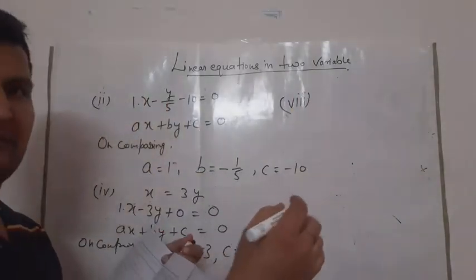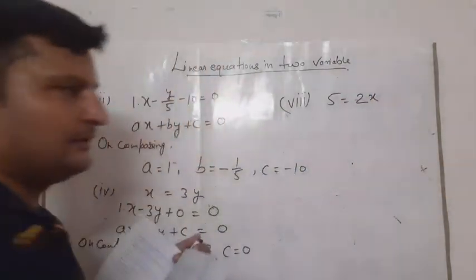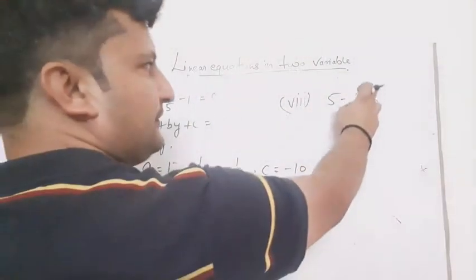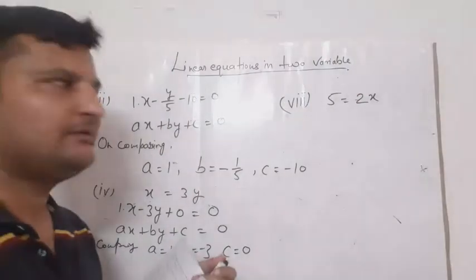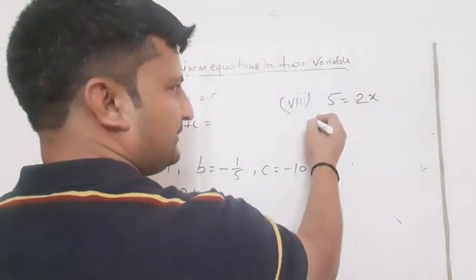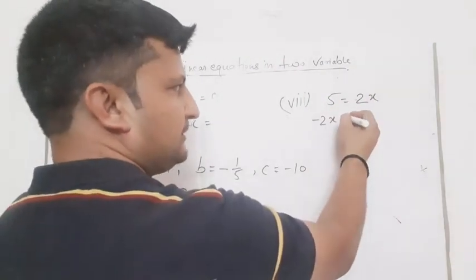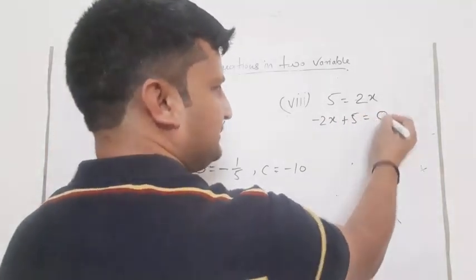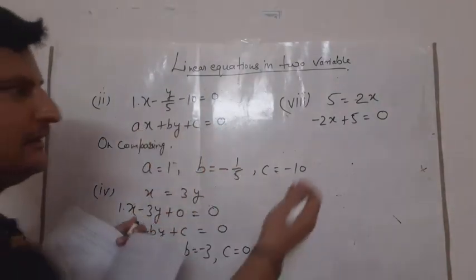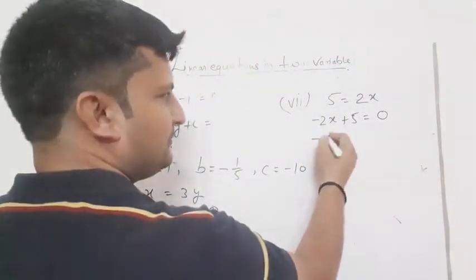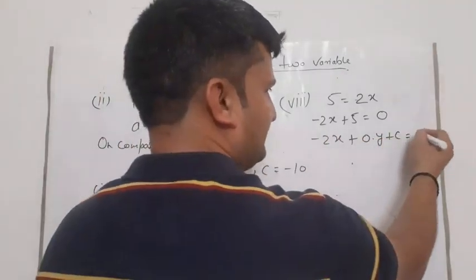Here the question is 5 is equal to 2x. Here the term of x is here, constant term is here, but the term of y is not here. So what will we do first? First we will do it like this: minus 2x plus 5 is equal to 0. But we have to compare it again with ax plus by plus c is equal to 0. Here the y term is not here, so we can write minus 2x plus 0 into y plus 5 is equal to 0.